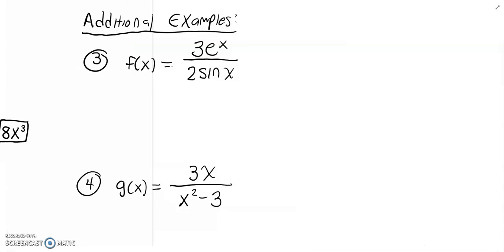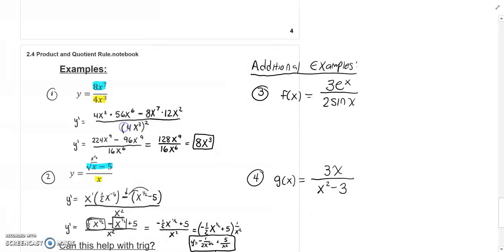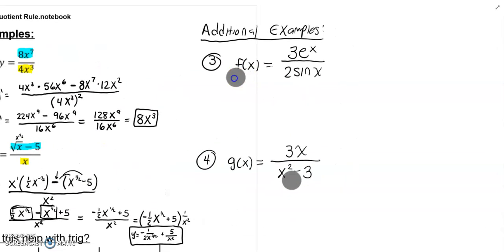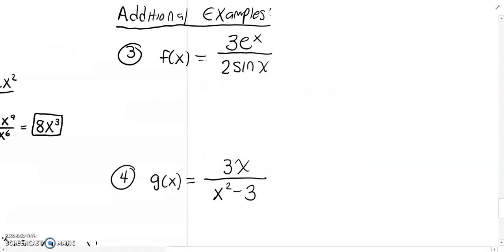Here are 2 more additional examples I'd like you to try. If these aren't in your notes already, go ahead and write them off to the side here, just to the right-hand side of our problems that we just did. Take a moment, pause this video, and try to use the quotient rule in both of these examples to take the derivatives. Once you have an answer, press play, and I will have solutions on here for you.